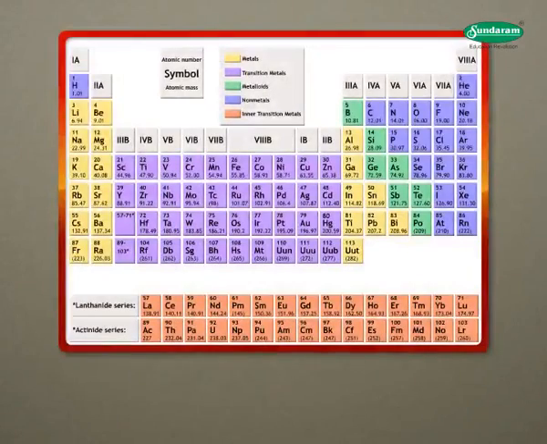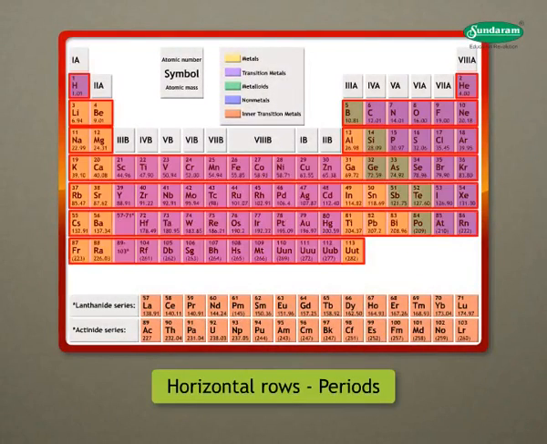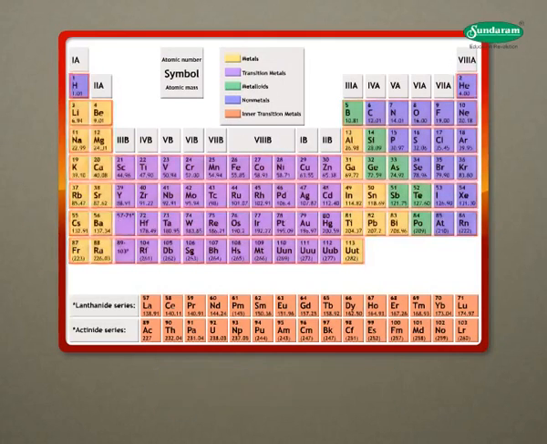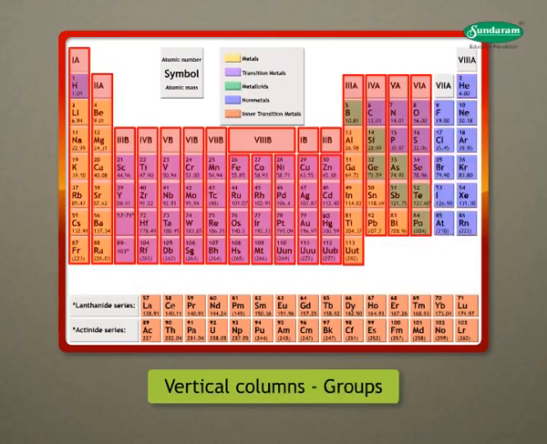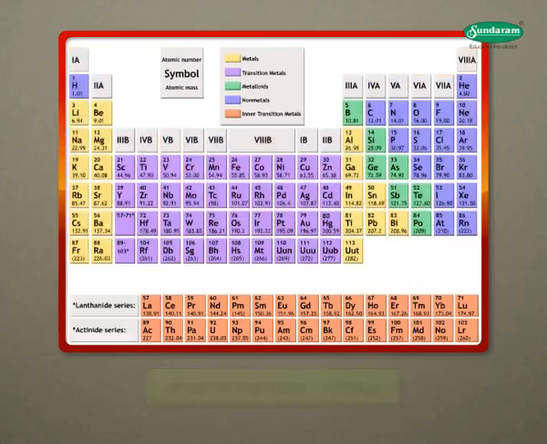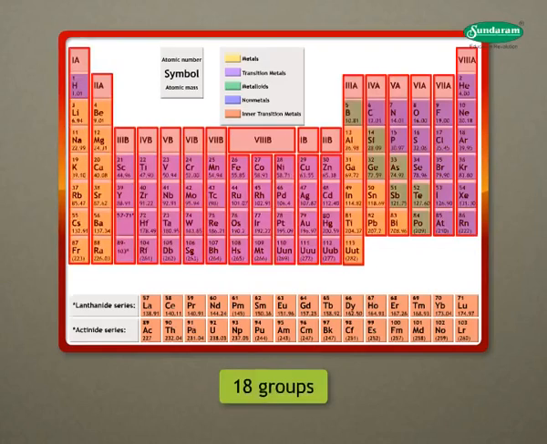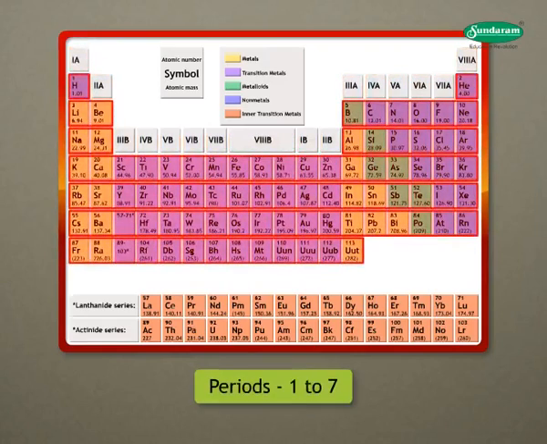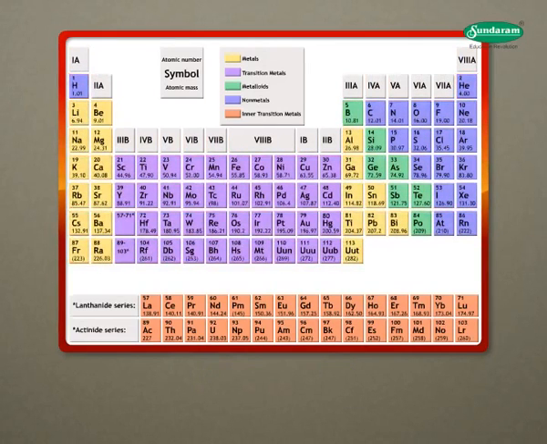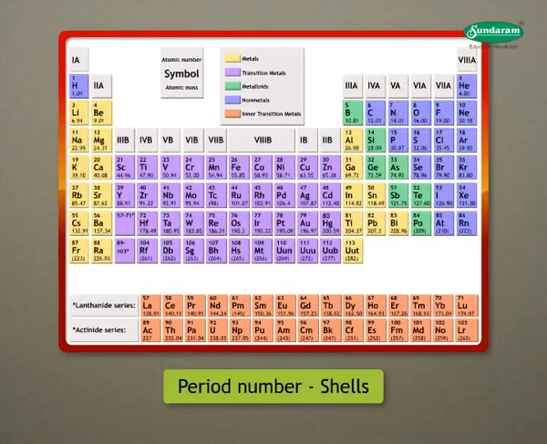Position of elements in the modern periodic table. The horizontal rows in the modern periodic table are called periods, and the vertical columns are called groups. The modern periodic table consists of 7 periods and 18 groups. Periods are numbered from 1 to 7. Elements present in the same period have the same number of shells, which is equal to the period number.